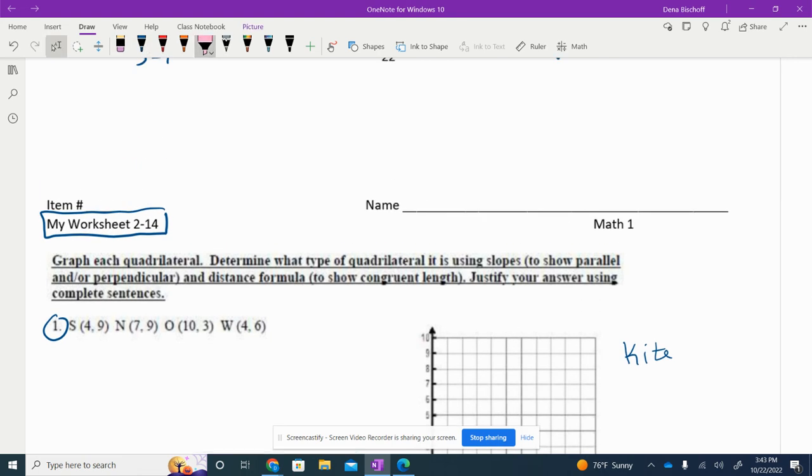The only one that's tricky is this one right here. And your hint is that it's a kite. So you'll be able to do that. Look at your notes again and see how to prove that a shape is a kite.